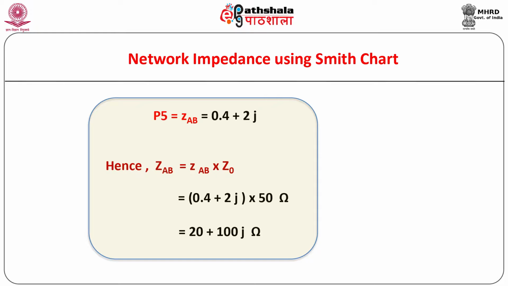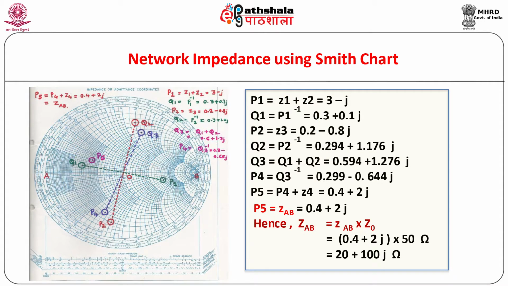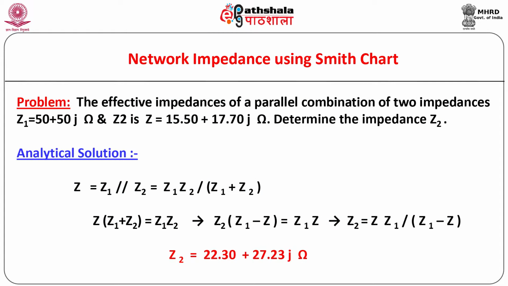Thus, finally, we have P5, the point representing normalized ZAB, which is 0.4 plus 2j. Hence, the required impedance across the output terminals, ZAB, is equal to normalized impedance ZAB into Z0, that is 20 plus 100j ohm. The locations of various points on the Smith chart involved in the solution of the problem are as shown.